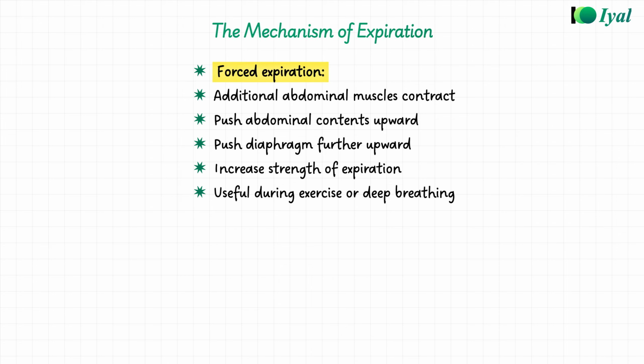But when you need to breathe out more forcefully during exercise, during deep breathing, you can use additional muscles. There are muscles in the abdomen. When they contract, they push the contents of the abdomen upward. This pushes the diaphragm even further upward. This increases the strength of expiration. More air can be expelled. This is forced expiration, and it uses additional muscles beyond the basic intercostal muscles.